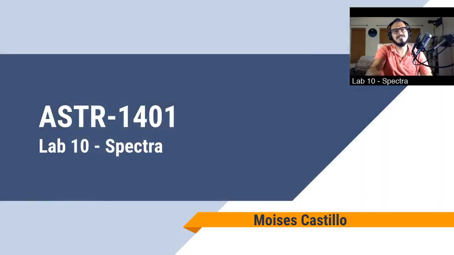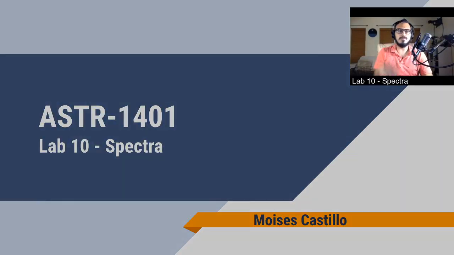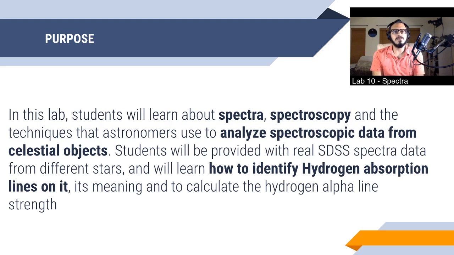Let's go ahead and get started. So, the purpose for the lab. In this lab, students will learn about spectra, spectroscopy, and techniques that astronomers use to analyze spectroscopic data from celestial objects. Students will be provided with real SDSS spectra data from different stars and will learn how to identify hydrogen absorption lines on it, its meaning, and to calculate the hydrogen alpha strength. SDSS stands for the Sloan Digital Sky Survey.